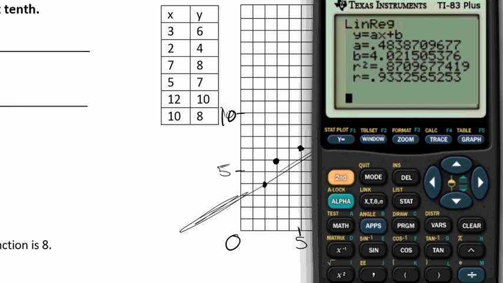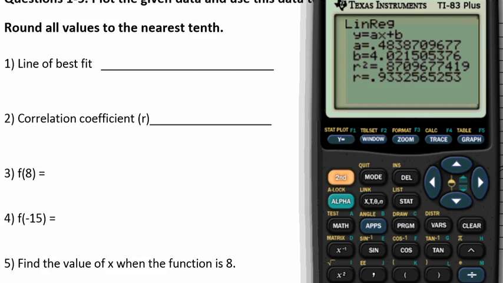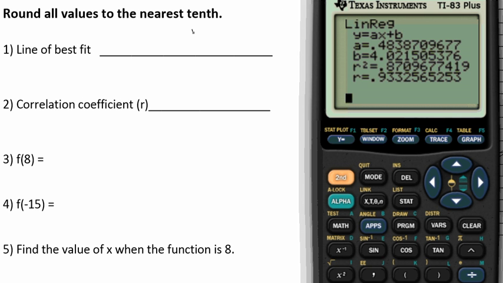Let me grab this over here. And it says on the instructions here to round values to the nearest tenth. So my A value is equal to 0.5, and B is equal to 4.0. Now, if I extend this and ask you to round to the nearest hundredth or etc., you should be able to deal with that. We are rounding to the nearest tenth because that's the instructions.